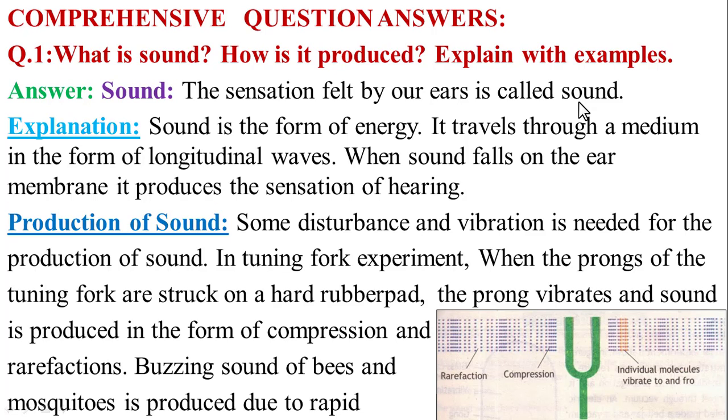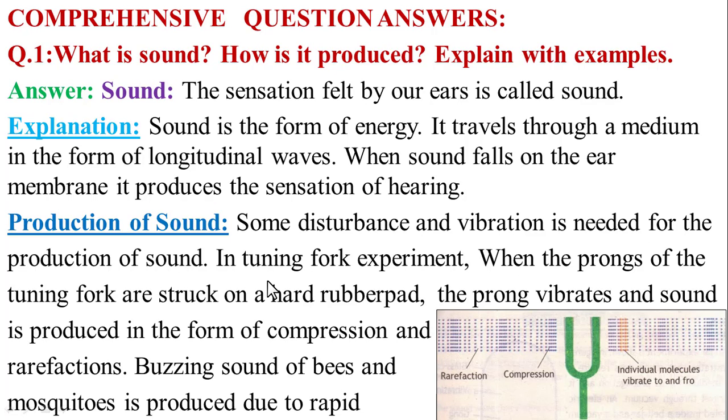Explanation: sound is a form of energy. It travels through a medium in the form of a longitudinal wave. When sound falls on the eardrum membrane, it produces the sensation of hearing. That means a vibrating body produces sound. Now, production of sound: a disturbance and vibration are needed for the production of sound.